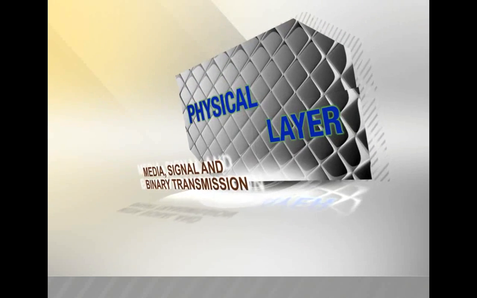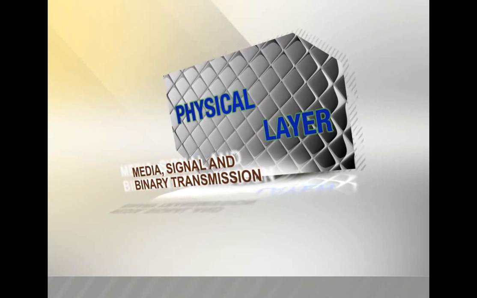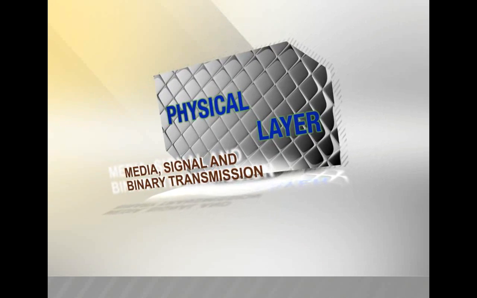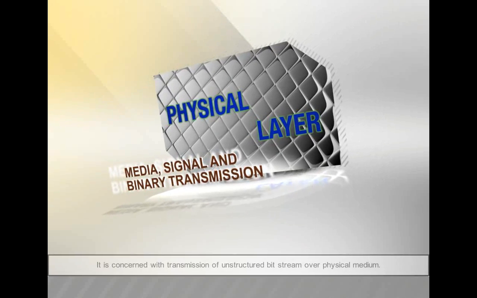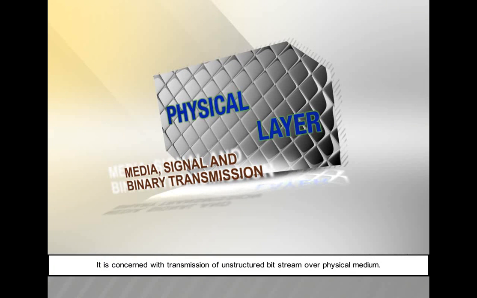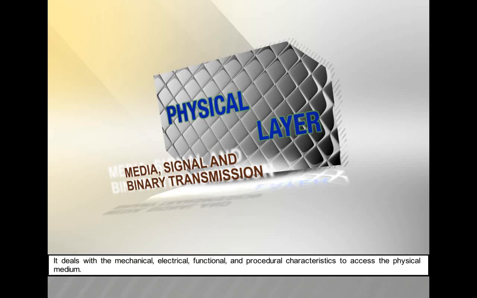Physical layer: media, signal, and binary transmission. It is concerned with transmission of unstructured bit stream over physical medium. It deals with the mechanical, electrical, functional, and procedural characteristics to access physical medium.